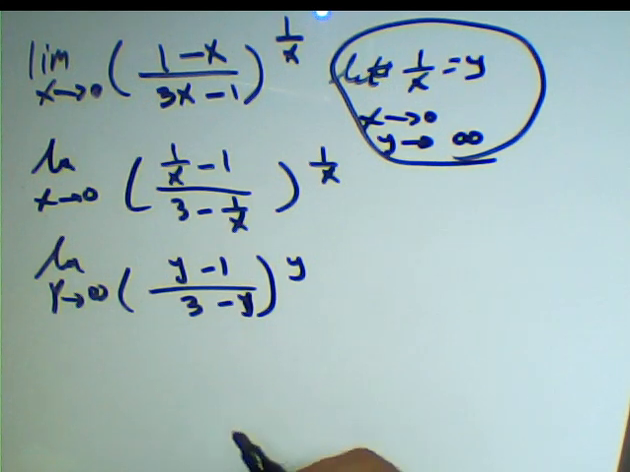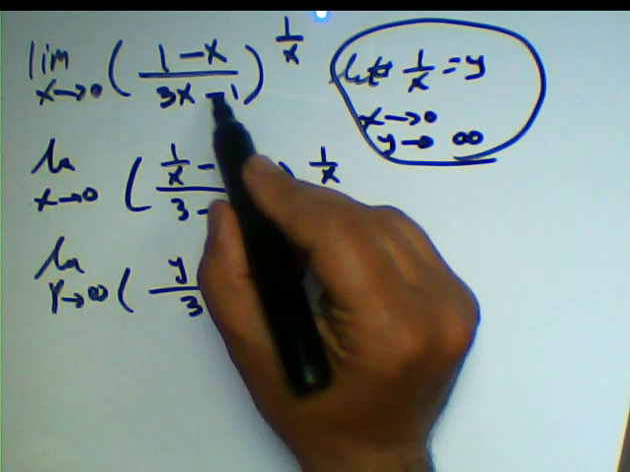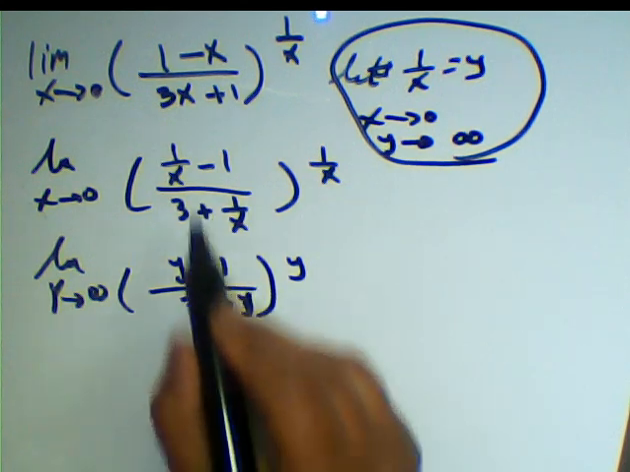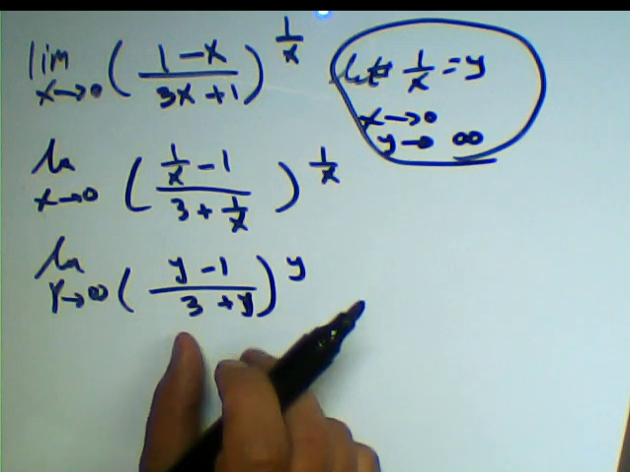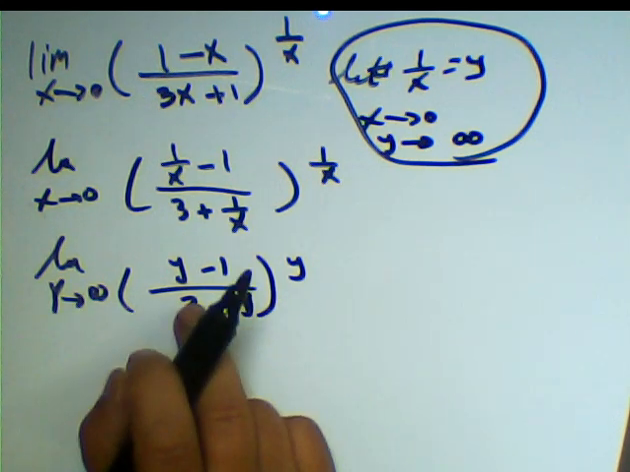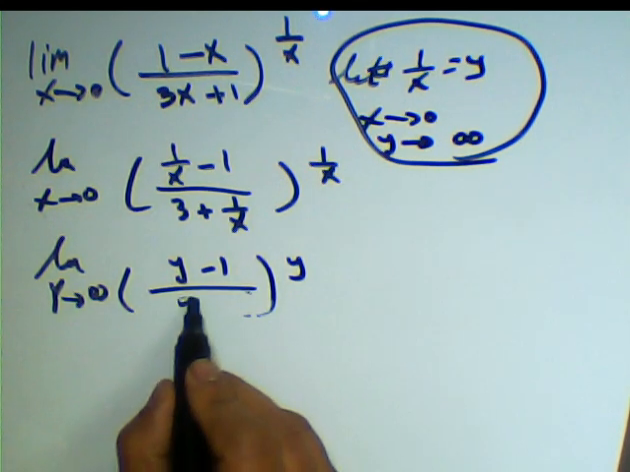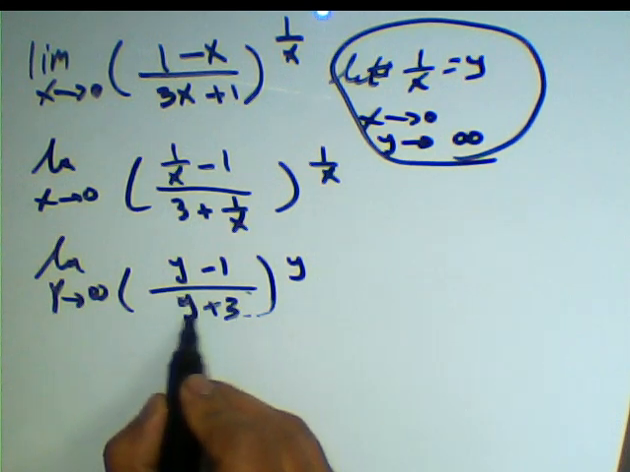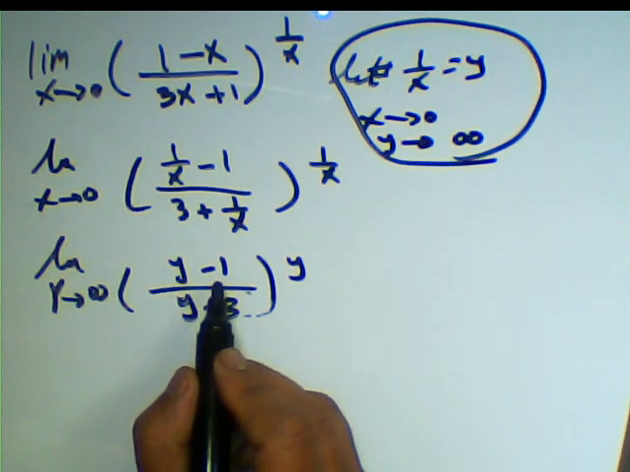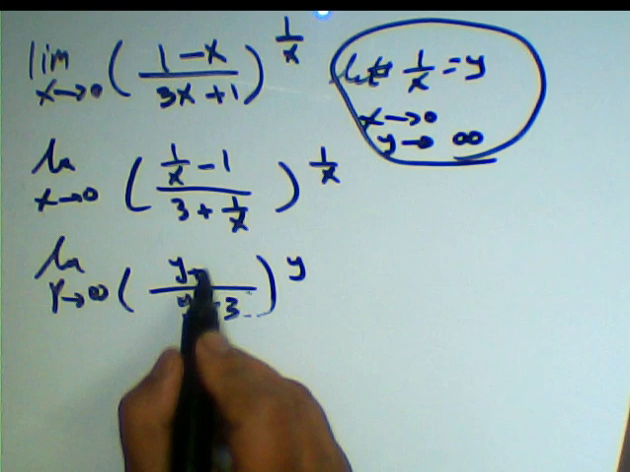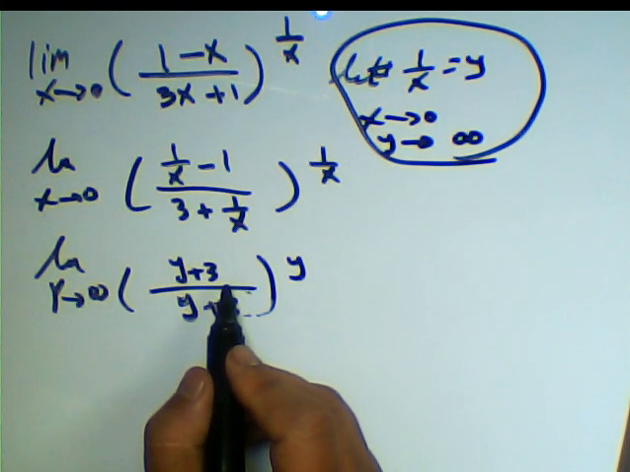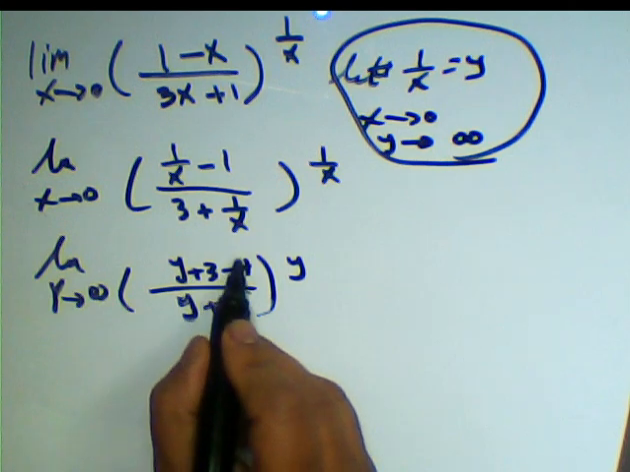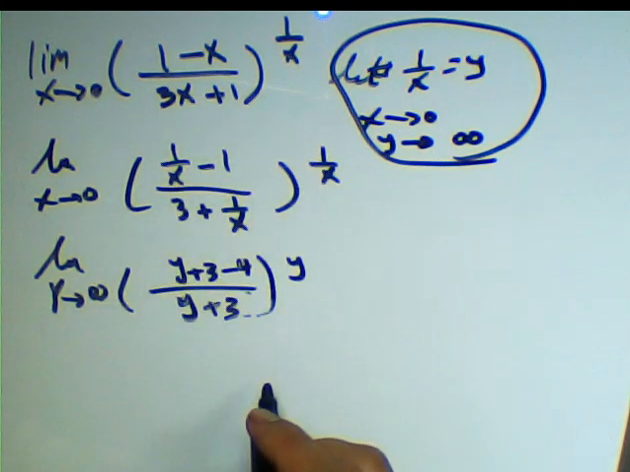Okay, it was positive, sorry, never mind. We have 3 plus y here, meaning y plus 3. And here we can write y plus 3 minus what? y plus 3 minus 4, which gives negative 1.